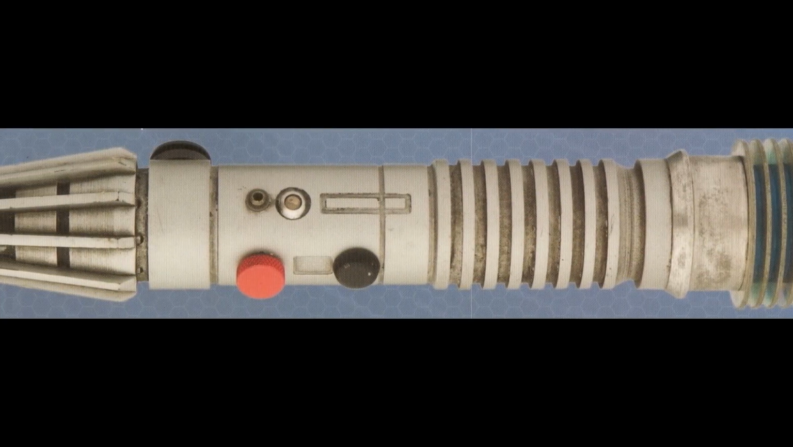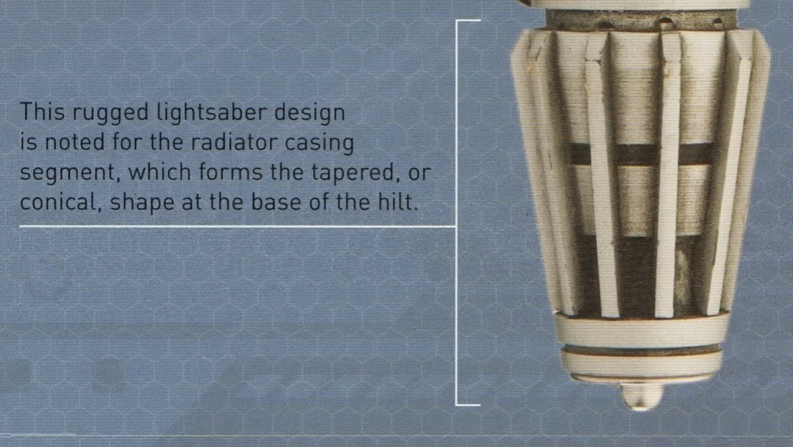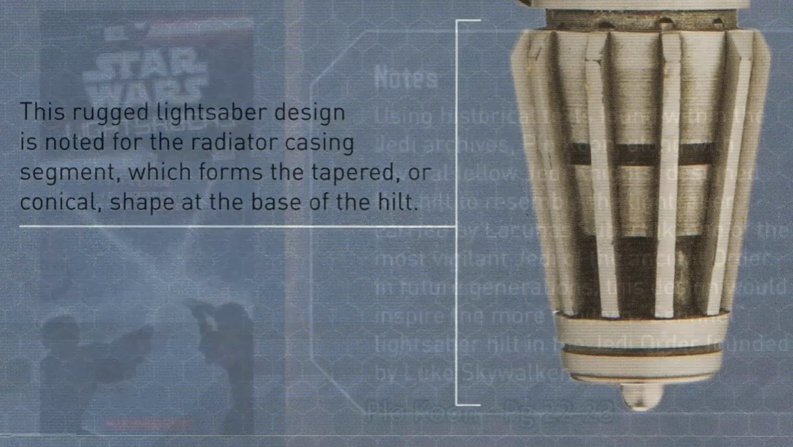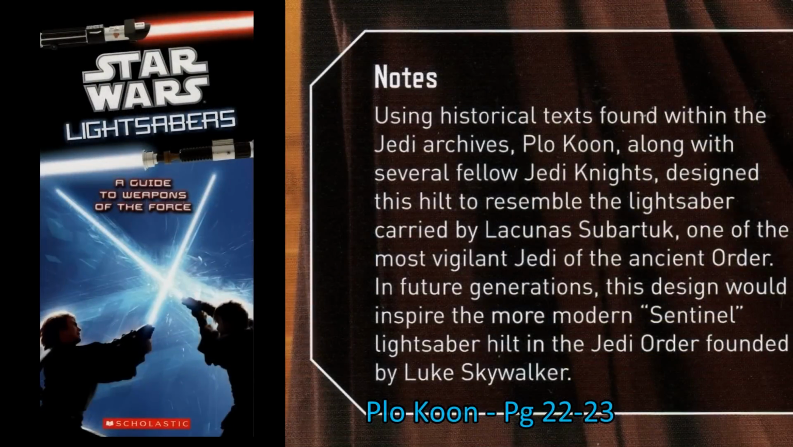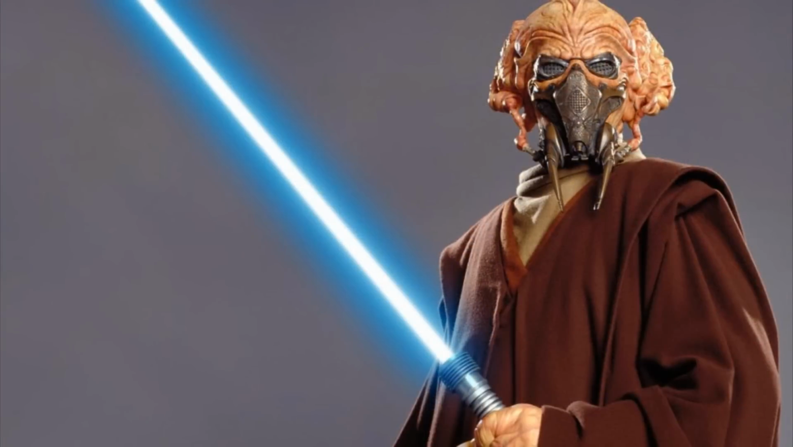Plo Koon was armed with a standard lightsaber, distinguished by the conical radiator segment built into the pommel, a design feature popularized by the Jedi hero Lacanis Subartuk. For the bulk of his career, the weapon projected a golden plasma blade, though by the time of the Clone Wars he had swapped out for a conventional Ilum blue.